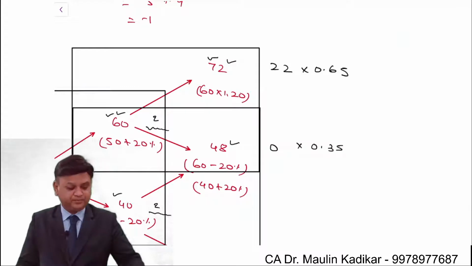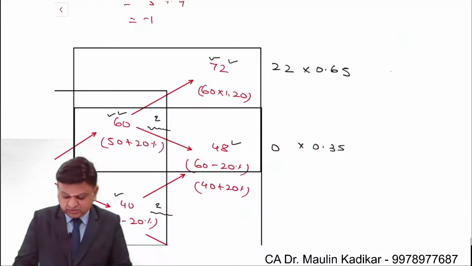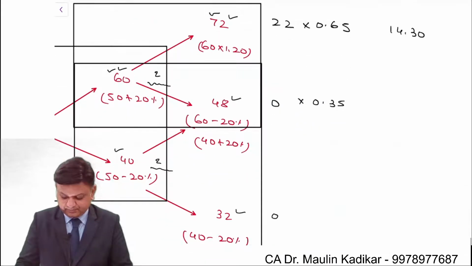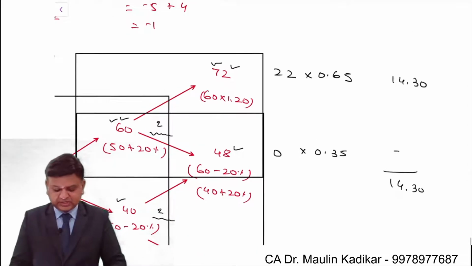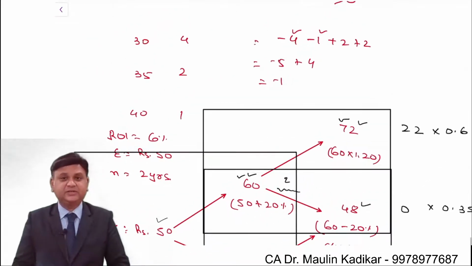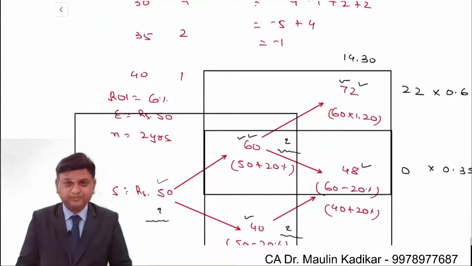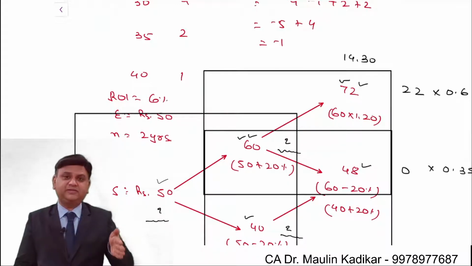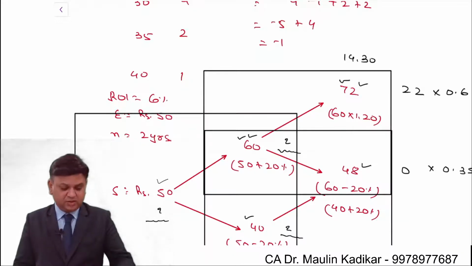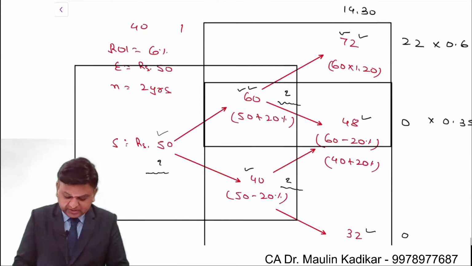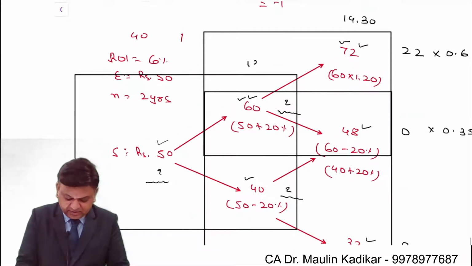So what is the amount to be received at the end of the second year? It is 14.3. This is the amount that you are going to receive at the end of the second year, that is 14.3 at this point of time. That amount will be discounted to the first year end, so divided by 1.06. So at this point of time, the value of the option is 13.49.